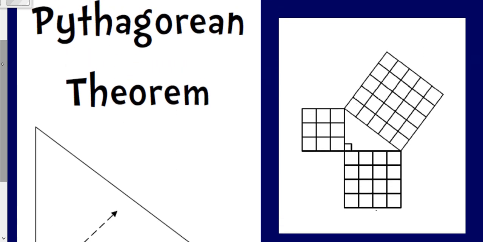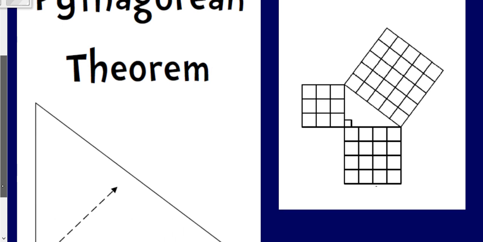Your Pythagorean theorem foldable should be folded as a trifold. You're going to glue this into your notebook and fill it in as you listen to the video. You're going to want a pencil, and you're going to want a blue and yellow highlighter.